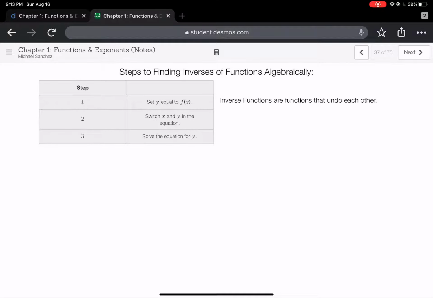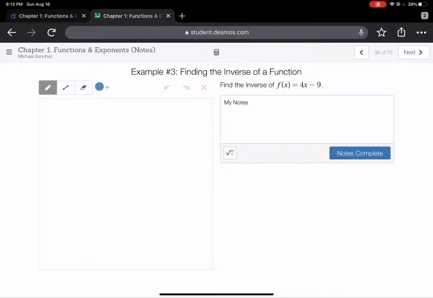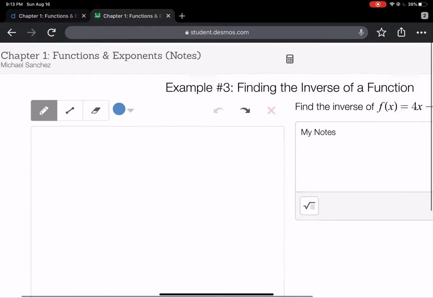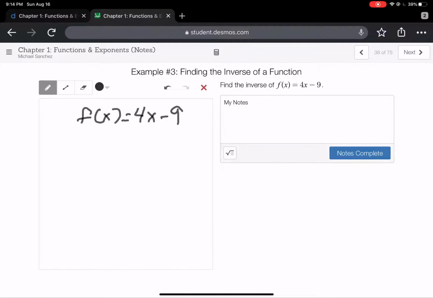All right, so next we're going to go ahead and find the inverse function. It's very similar to what we just did in solving for x, except it's included with one other step. So, finding the inverse of a function. If I have a function, let me make that in black for original, f of x equals 4x minus 9. In order to find the inverse of this function, meaning the function that works exactly opposite of this function, I am going to follow these steps.